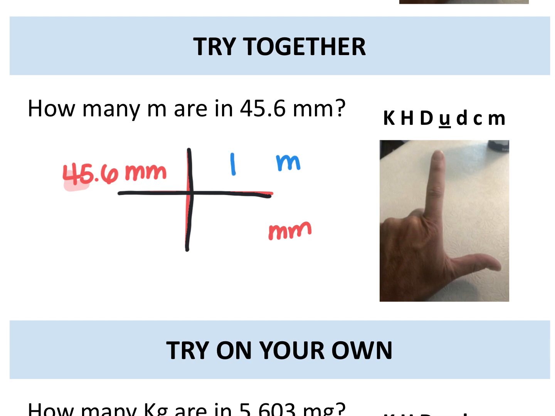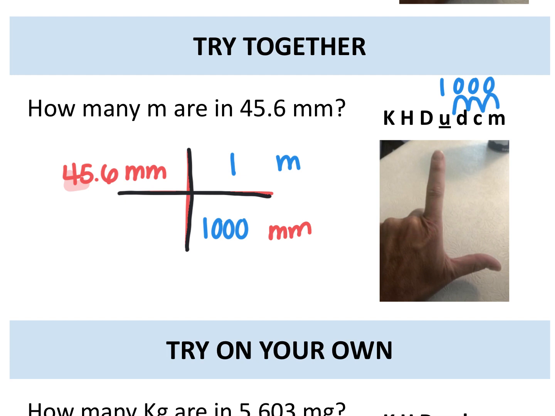So now I need to set up my fraction. For every 1 meter, I have 3 jumps between millimeters to meters. So each of these jumps represents a 0, meaning that for every 1 meter, I have 1,000 millimeters.